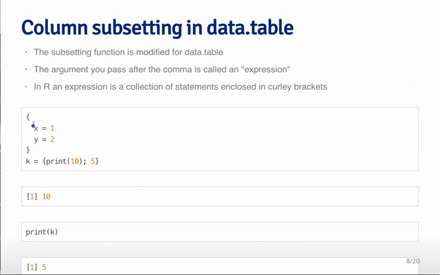Any expression is some set of statements that are between curly brackets like this. So here's an example of a statement that says print 10 and then 5. This actually prints out 10, but when you tell k to print, it just prints out the variable 5 at the end. This will come into play in a minute when we try to use expressions to summarize data sets.